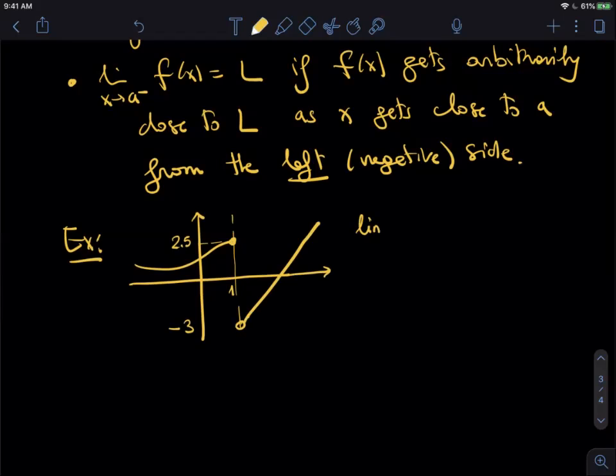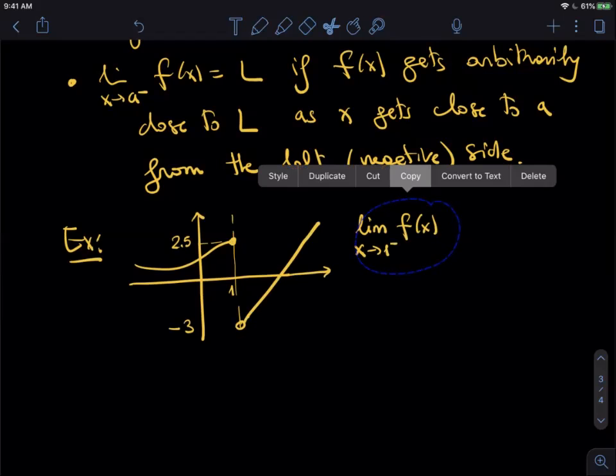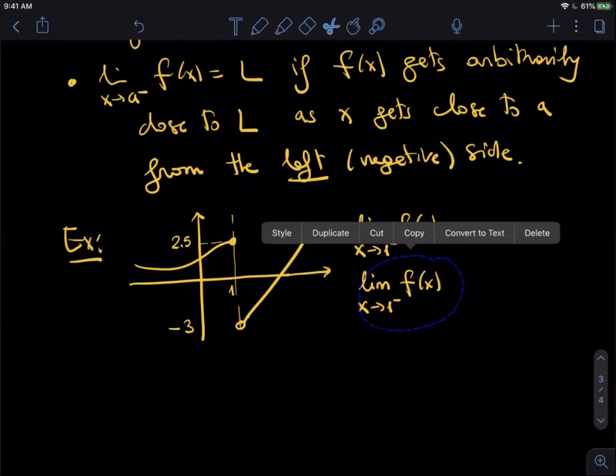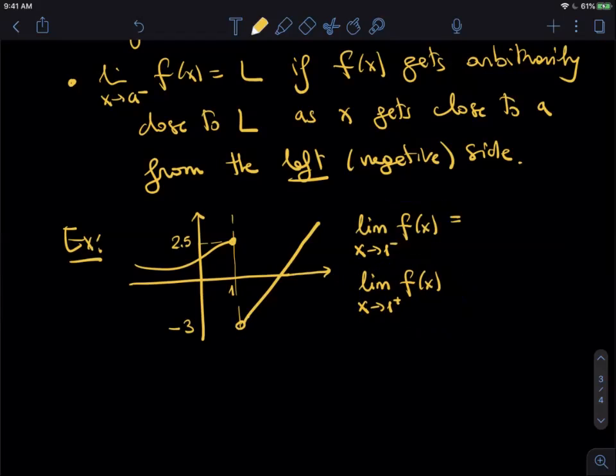So in this case, what is the limit of f of x when x tends to 1 from the left? And what is the limit from the right? Pause the video and you can answer the question. Let's see if we agree. If you go from the left, that is the negative. I'm coming from here, from the left. I'm traveling on the graph. And where am I going? I'm arriving at 2.5, which is 5 halves.